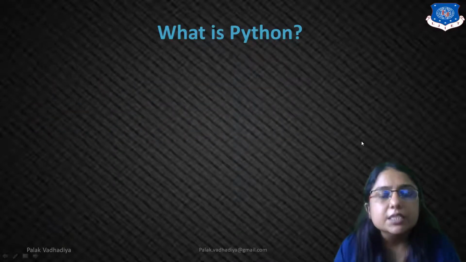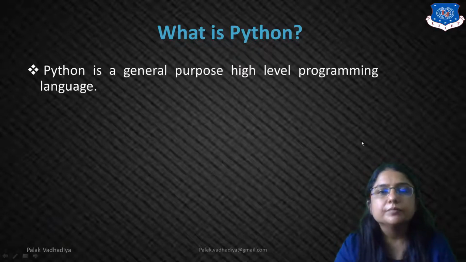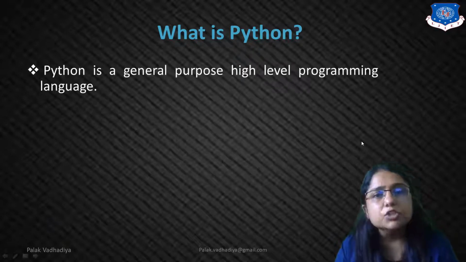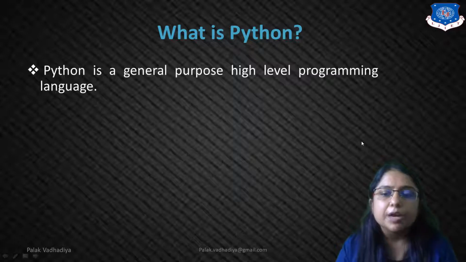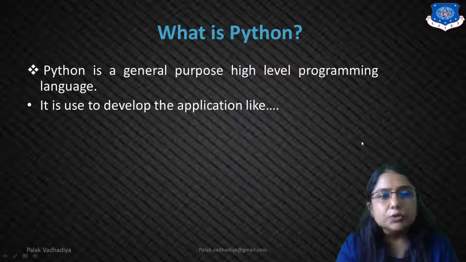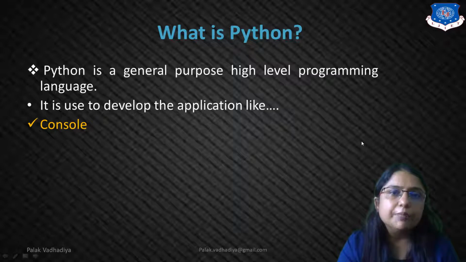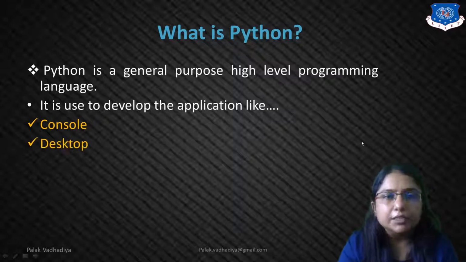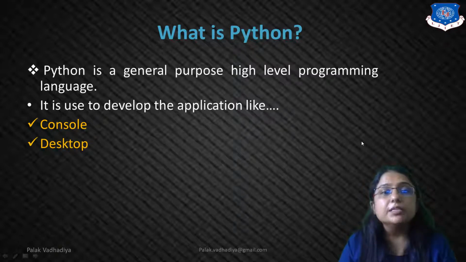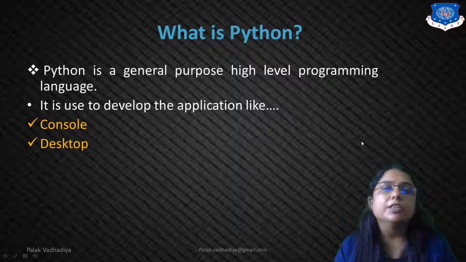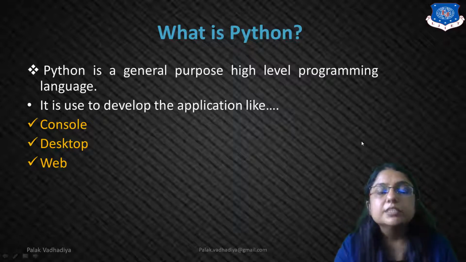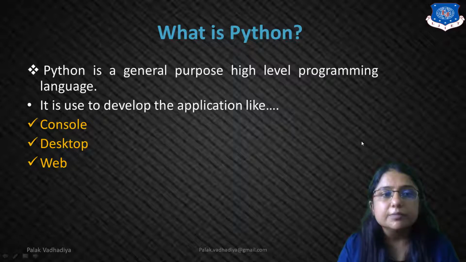So first we will discuss what is Python. Python is a general purpose high level programming language. It is used to develop applications like console applications. Console means whatever programming you are doing in C, the same kind of programming you can do with the help of Python. Then yes, we can make some desktop applications with Python, just like the calculator. Calculator is the best example of a desktop application.